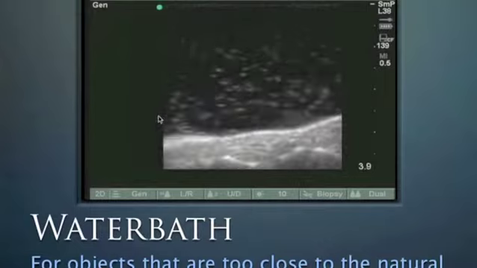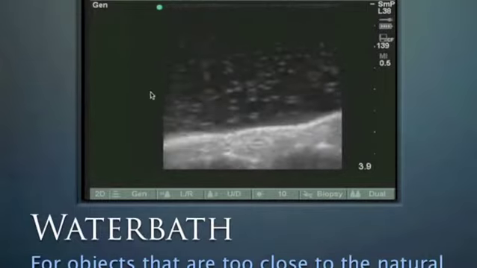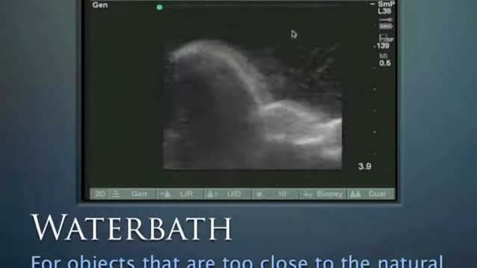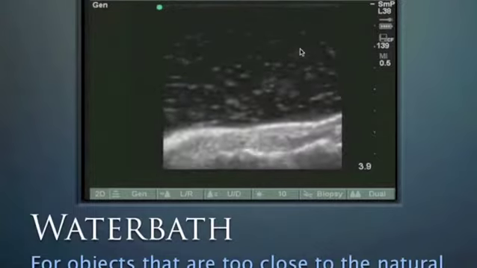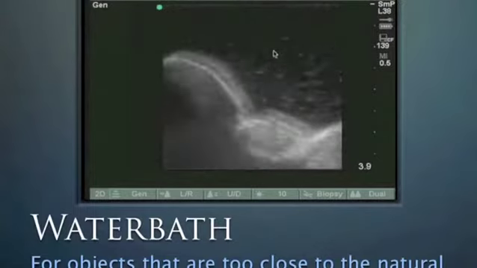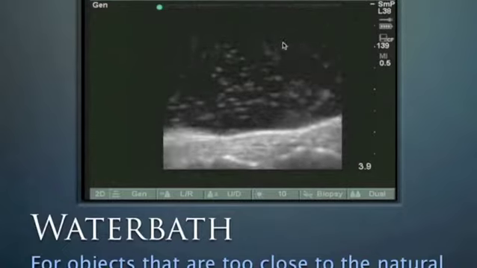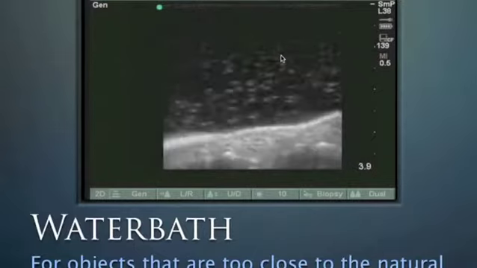This is what a water bath looks like here for objects that are too close to the natural focal point of the transducer. This is just the palmar surface here of the finger, and we can see that there's all these specular reflectors here, this hyperechoic sort of snowstorm that we see in here. That's air in the water, and that's what it looks like when it hasn't settled out of the water yet. A little bit of air still in this water bath.